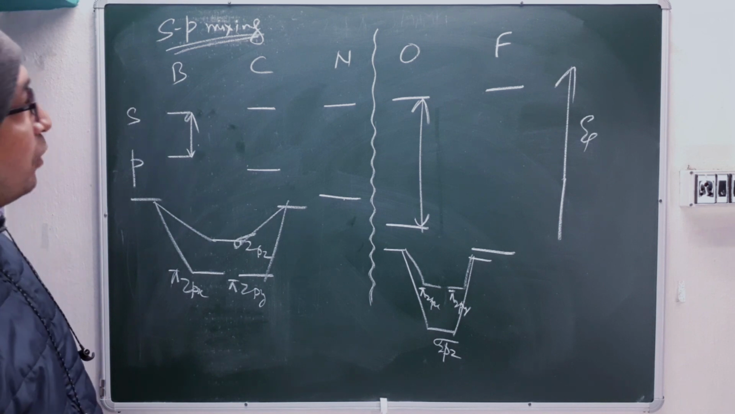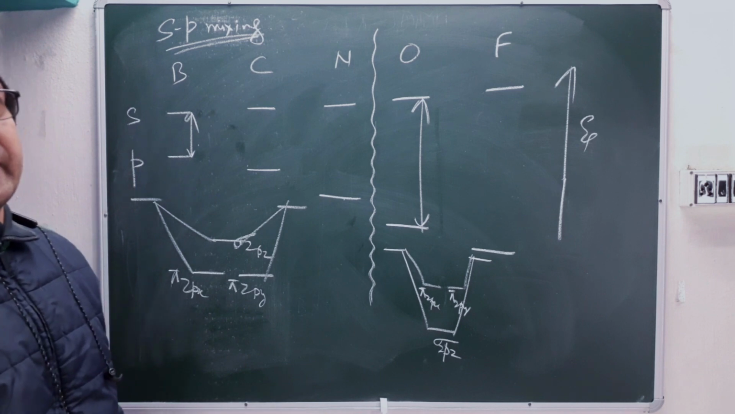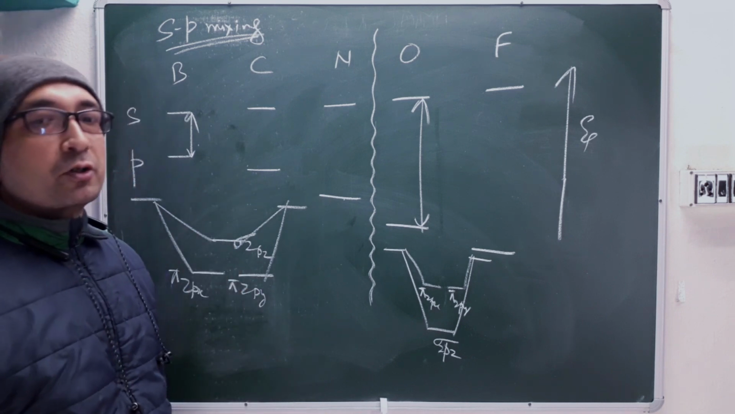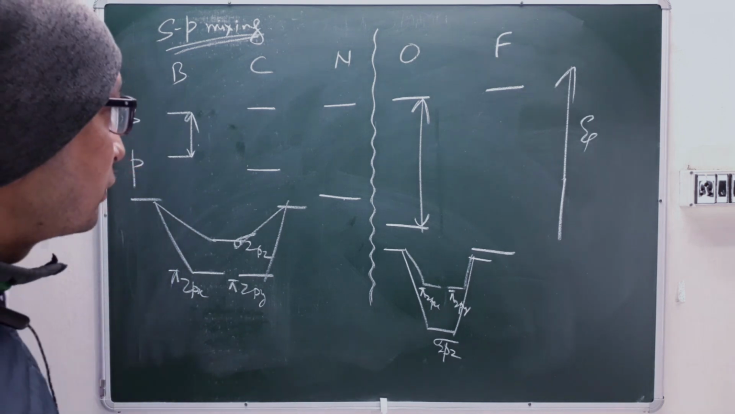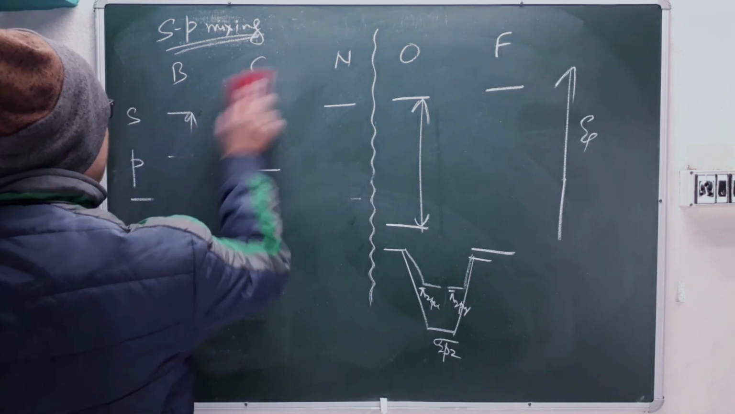Correct? Okay. Now we are going to solve it. For boron, for carbon, for nitrogen, because in the examination they will directly ask about the nature of the bond in the B2 molecule. So that thing also we have to learn here. Let's see, for the boron molecule, right?